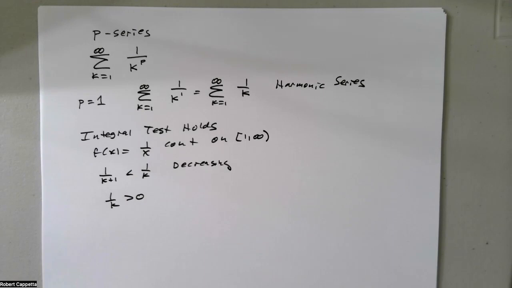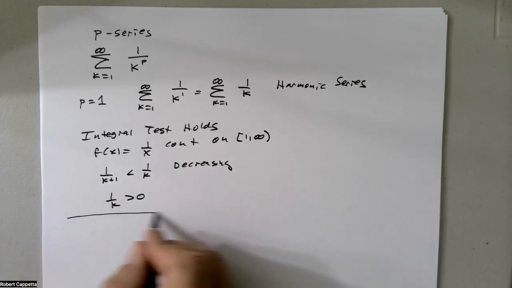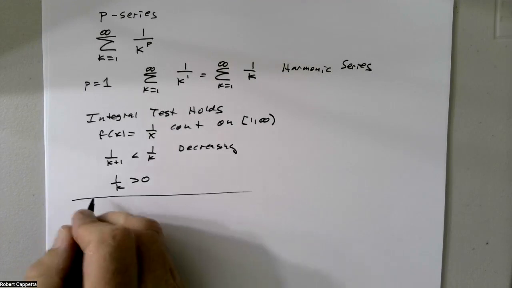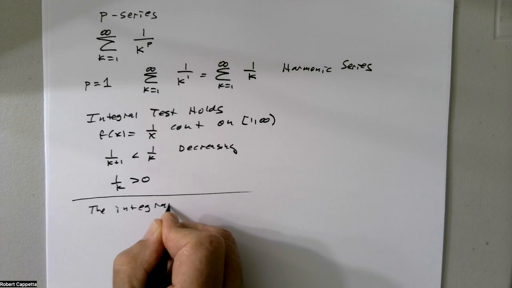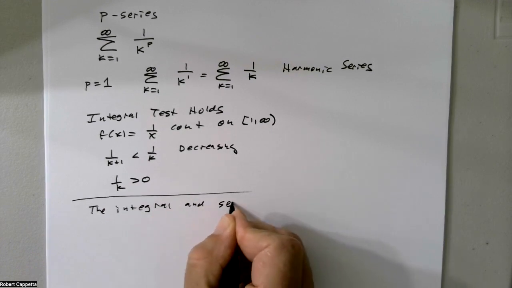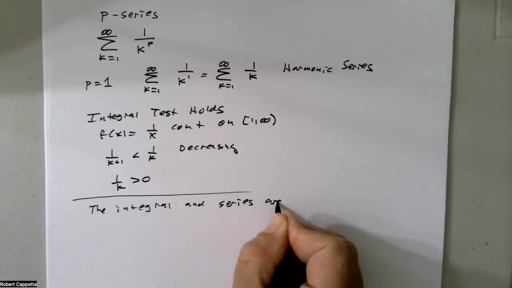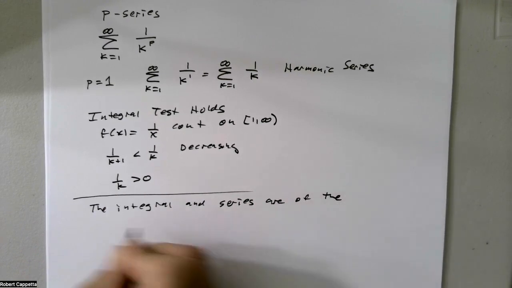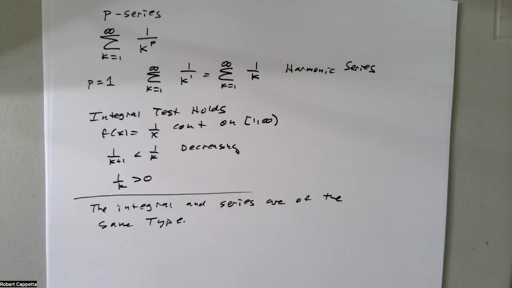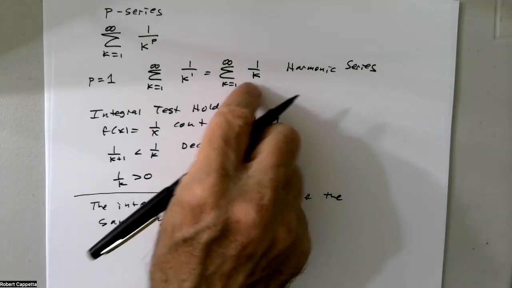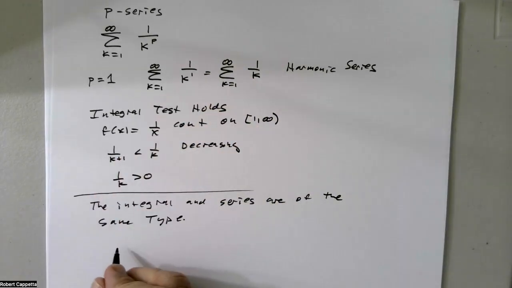So if the integral converges, the series converges. If the integral diverges, the series diverges. What the integral test tells us is the integral and the series are of the same type. Okay, so let's look at our integral. What is our integral from 1 to infinity of 1 over x, my function of interest?